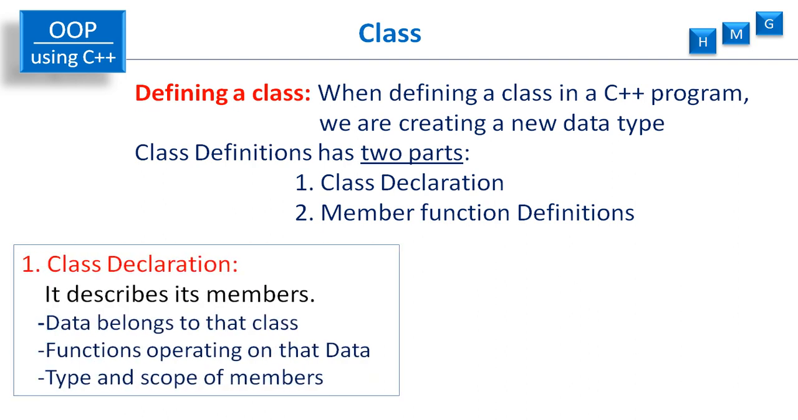In class declaration there are members. It describes which are the various members in the class, what data belongs to that class, and which are the various functions that will operate on that data. Thus it indicates the type of data and the scope of members. The scope indicates whether the data and functions are accessible within the class or outside the class.